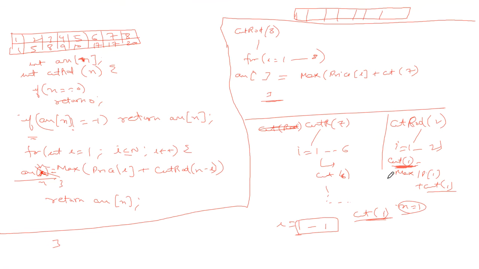Got the problem? So it should be cut rod of ARR of n, not cut rod of ARR of I. Understood? Why? Because you will be modifying it again, which you don't want, right? So this is simple, that's it.